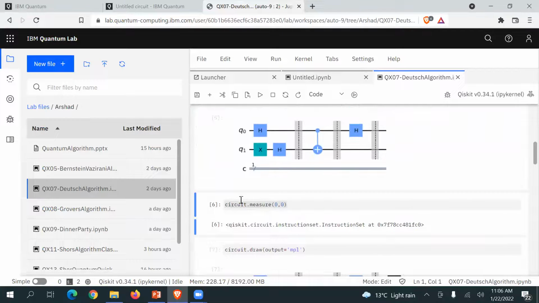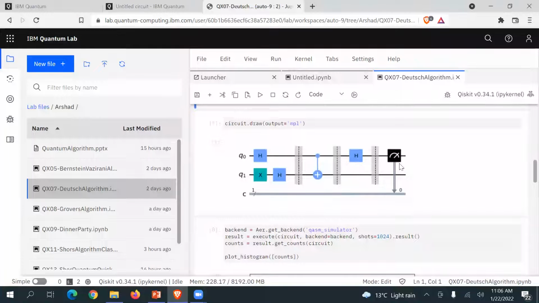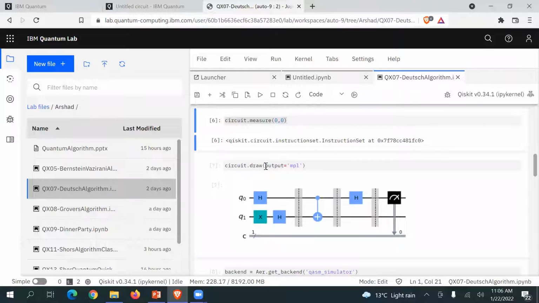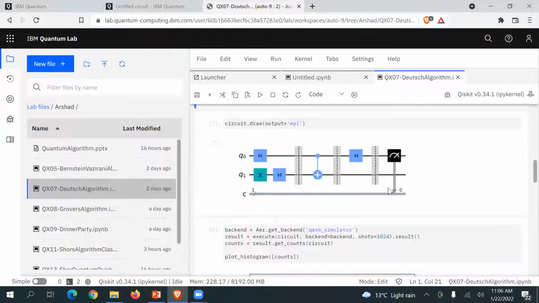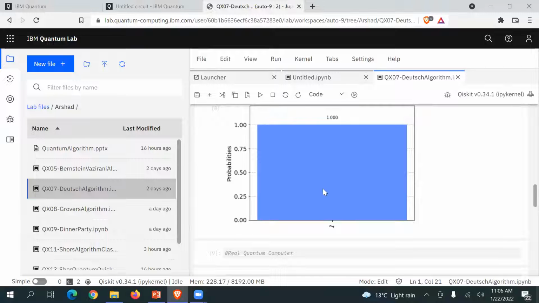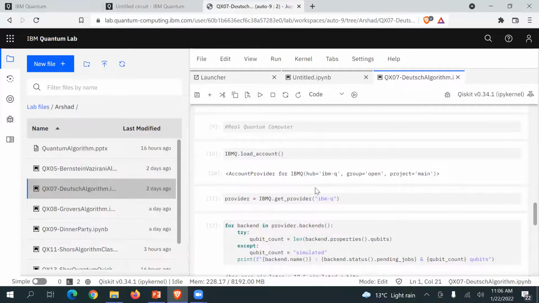When we measure it, we draw the circuit. This is a measurement, right? Once we apply this gate, we put some measurement here, and once we measure it, it captures the final result. We then push it to the simulator, and it gives an output which shows a balanced function.